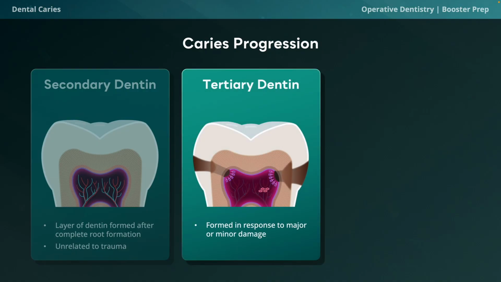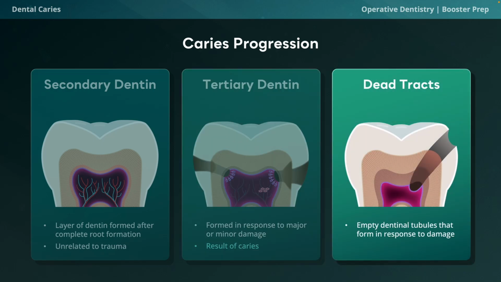This is a defensive response by the pulp to protect itself. Tertiary dentin isn't typically well organized, but it serves as a barrier against the advancing decay. Now, unlike secondary dentin, tertiary dentin is formed as a result of caries. Another effect of dental caries is the formation of dead tracts, which are the empty dentinal tubules caused by the death of odontoblasts. These tracts act as a pathway for bacteria to penetrate deeper into the tooth, increasing the risk of pulp infection. And just like tertiary dentin, dead tracts are a result of dental caries.